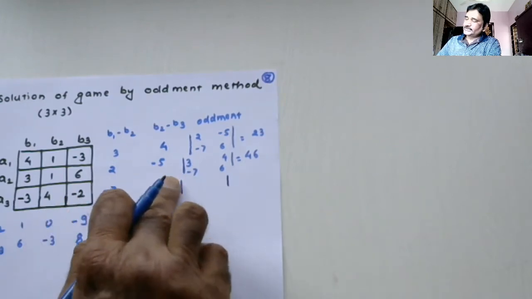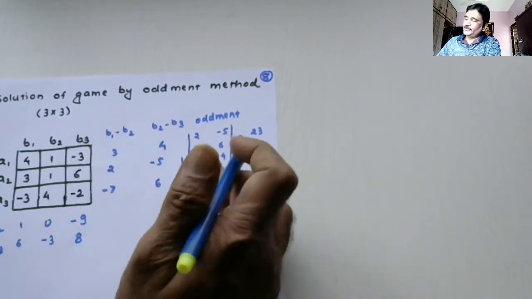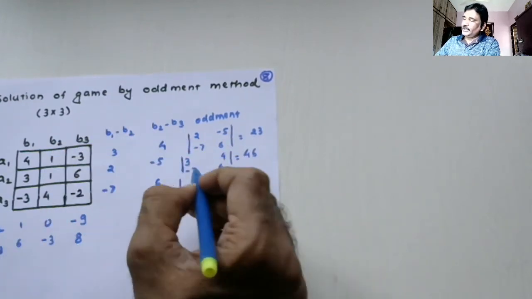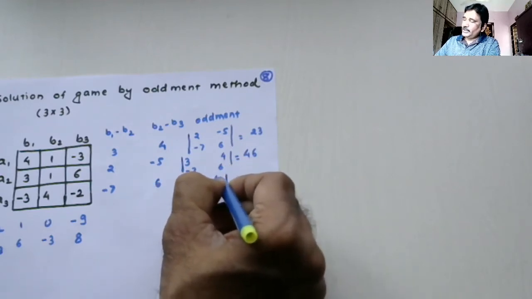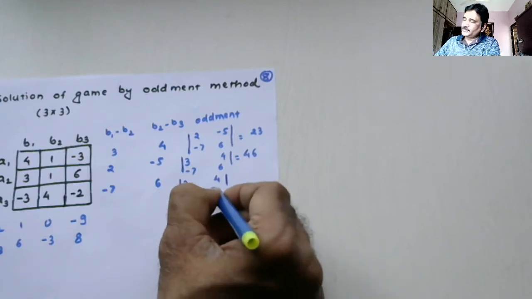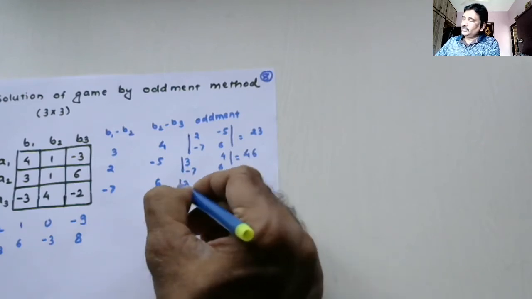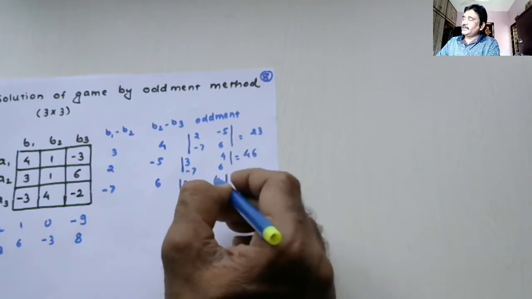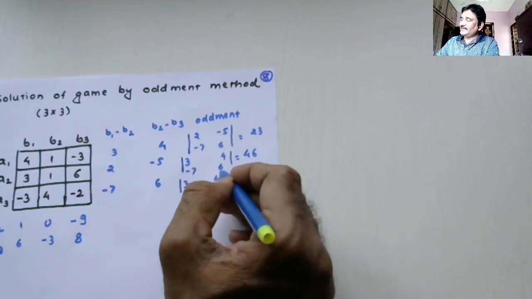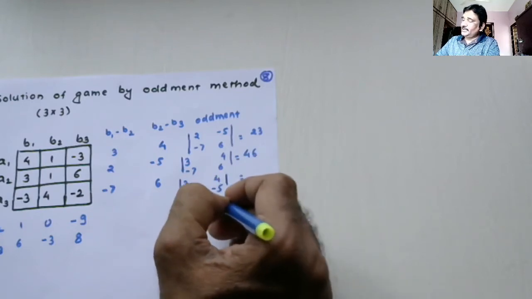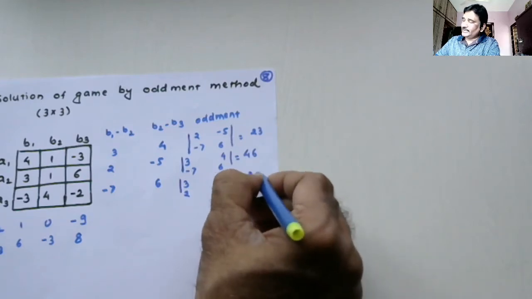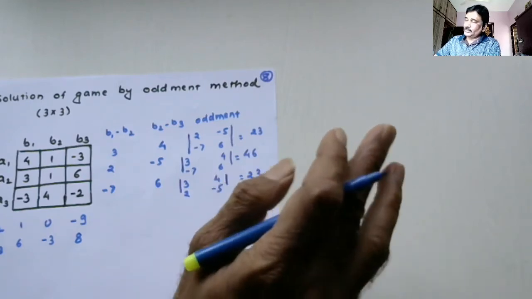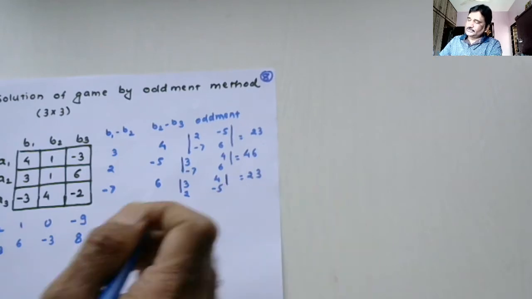I won't be considering this. This value will be forming the determinant for me. And what is the determinant? 3, 4, 2, minus 5. The value goes minus 15 minus 8, which is minus 23. So I'll be writing 23 only. Okay, I have to write absolute values there.